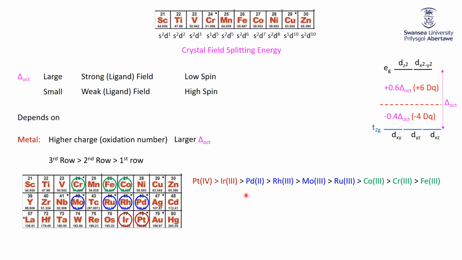Notice that there's not a nice little sequence. If we go chromium bigger than cobalt, bigger than iron, there's cobalt, there's chromium, there's iron. So while we can say that first row is smaller than second row smaller than third row, we can't really have a sequence within the row. There are just too many other factors associated with what might lead to different values of delta oct. But some nice generalizations there. Ligands, you've got the spectrochemical series, and then for metals, the higher the oxidation number, the bigger the splitting, and then third row more than second row, more than first row.